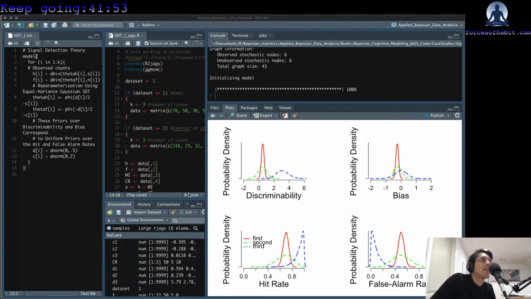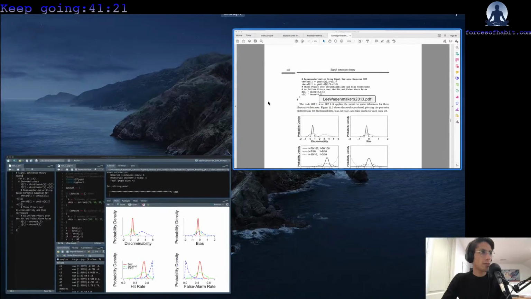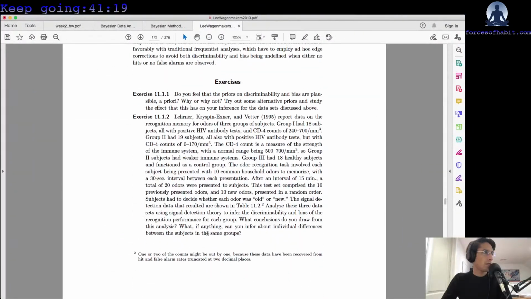The current priors are saying that, so discriminability, lower variability. So when you can identify a hit rate, a yes, it's a hit. Yet a more diffuse prior for the bias. Interesting. That's the question. Keep it through. All right.